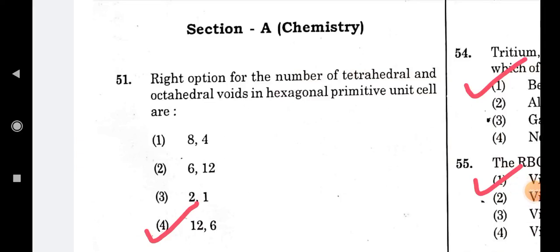Hello students, today we are going to discuss the solutions for the chemistry part of NEET 2021. We are starting from Section A, question number 51.